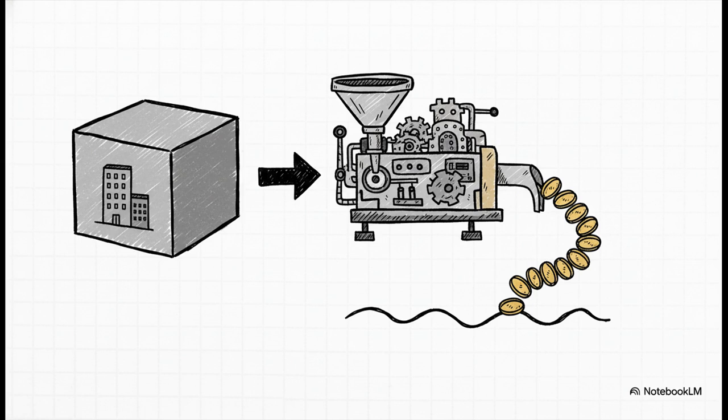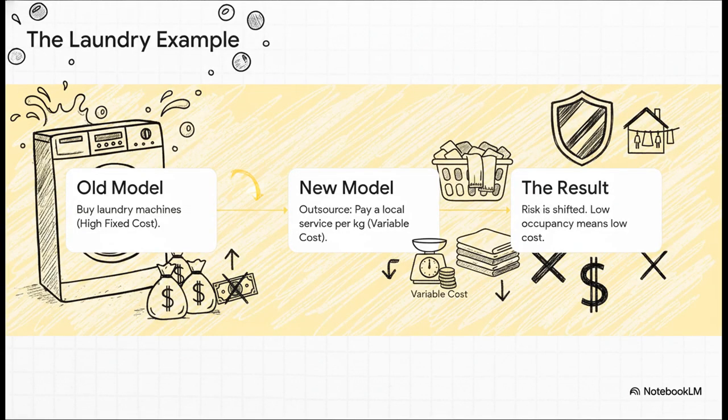This is a huge shift in thinking about how to run a business. You move away from owning all your assets to simply accessing services when you need them. And that makes your whole operation so much more agile and resilient. Let's really break down this laundry example from the source material. In the old model, you'd have to buy huge industrial washing machines. That's a massive upfront capital investment, let's say $100,000, that then sits on your books as a fixed cost.